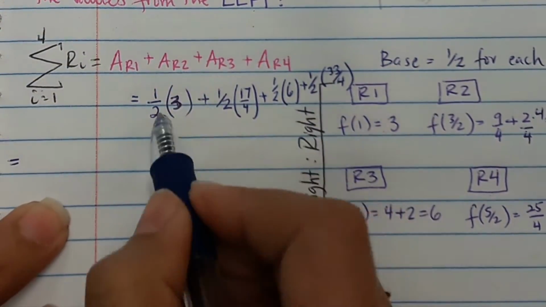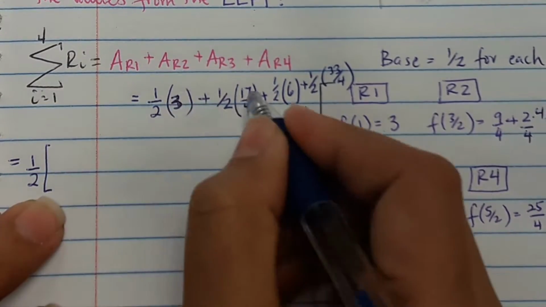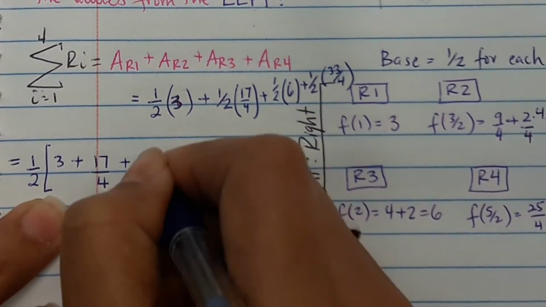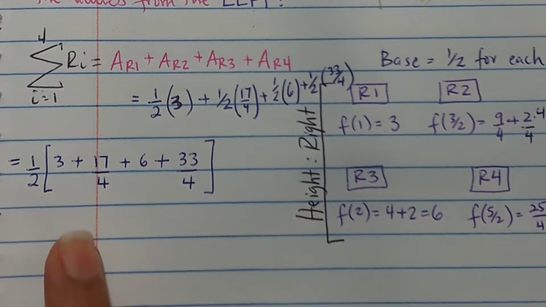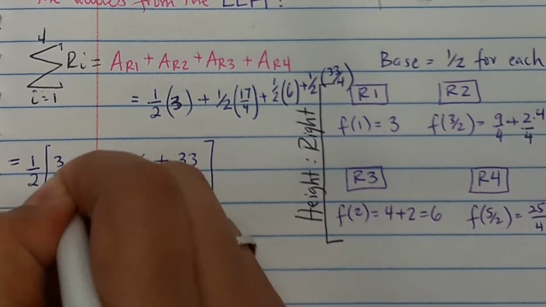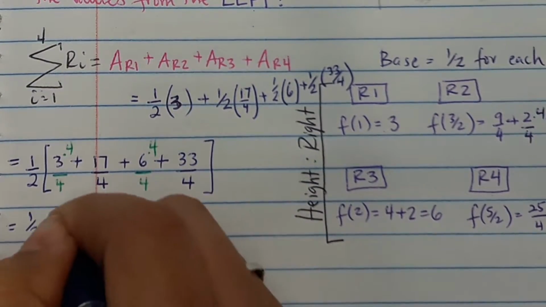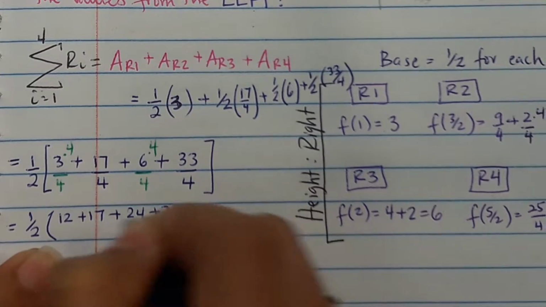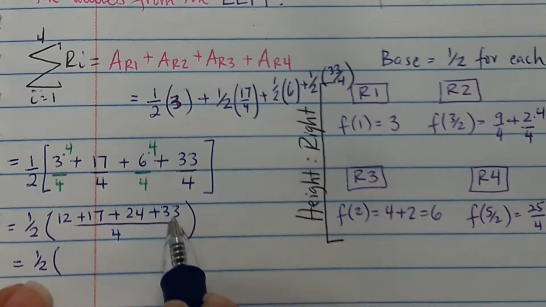Alright, so let's again factor out a half, because there's a half in everything, which just leaves the heights added together. So 3 plus 17 over 4 plus 6 plus 33 over 4. Let's make the denominators the same so we can combine them. So we're going to make all the denominators 4. If you do it to the bottom, do it to the top. So that's going to give us 3 times 4, which is 12, plus 17 plus 24 plus 33 over 4.